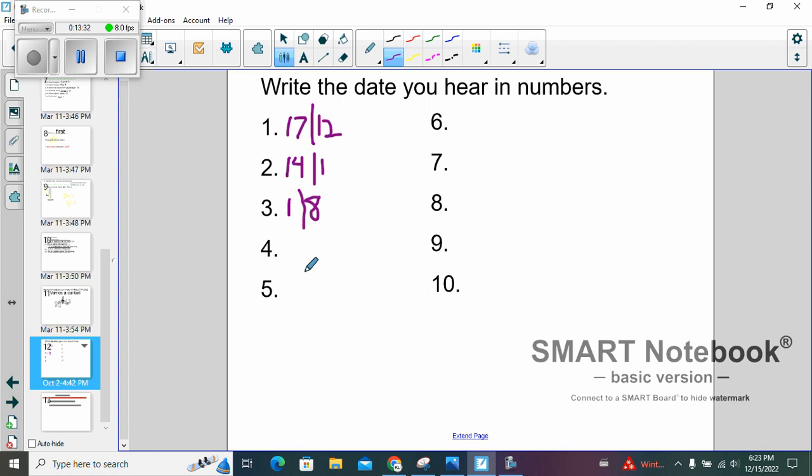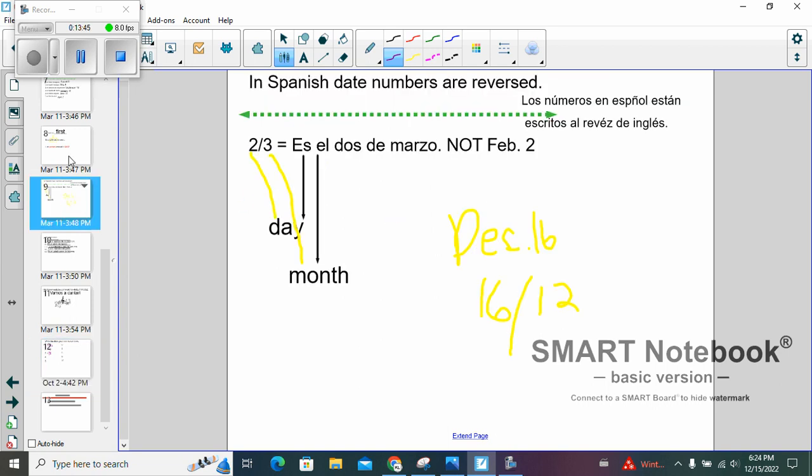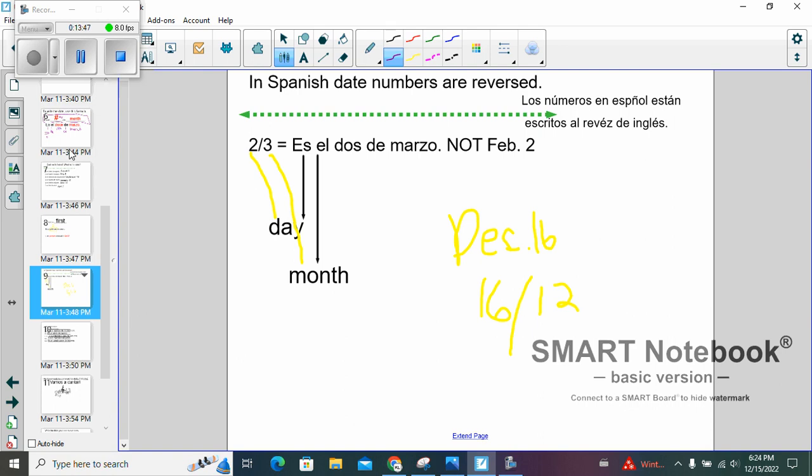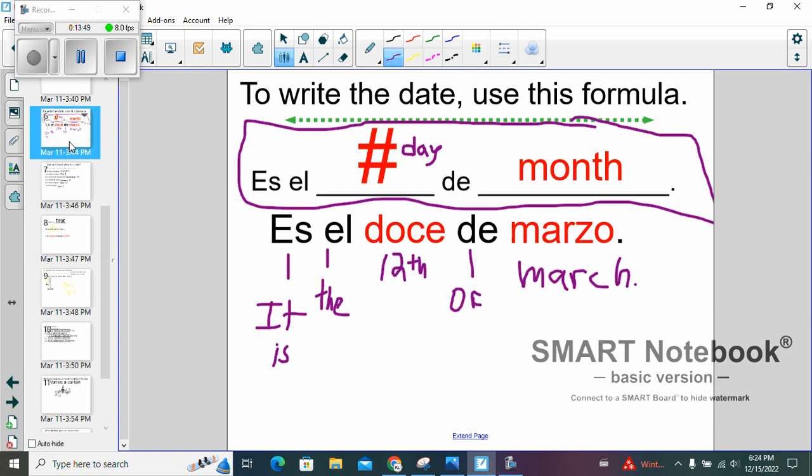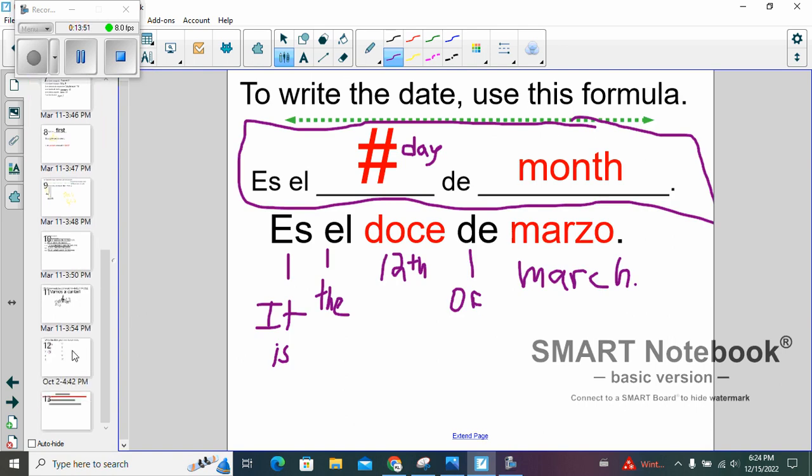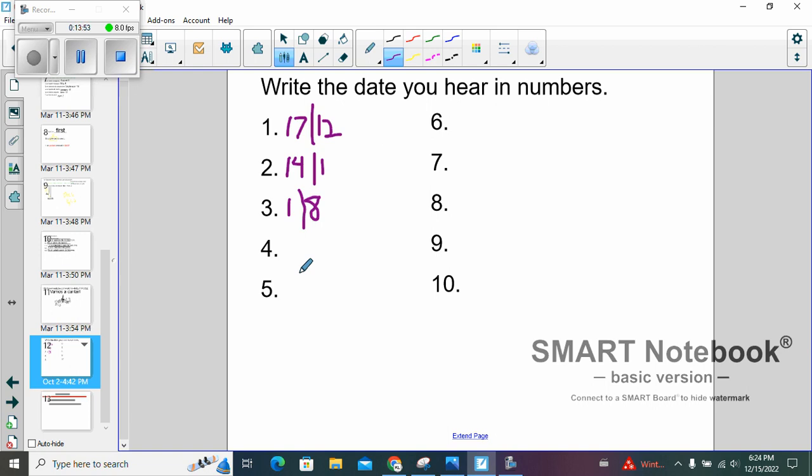Number 4. Es el 30 de noviembre. Just going to point out, every time I do this, I'm using our handy dandy little sentence formula as el number de month, right? Es el 30 de noviembre. Here's the answer. 30/11.